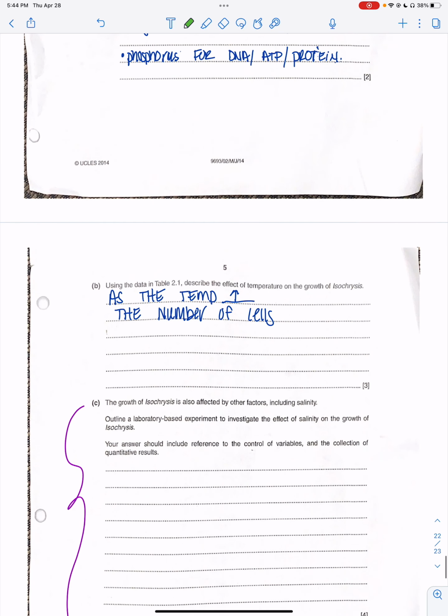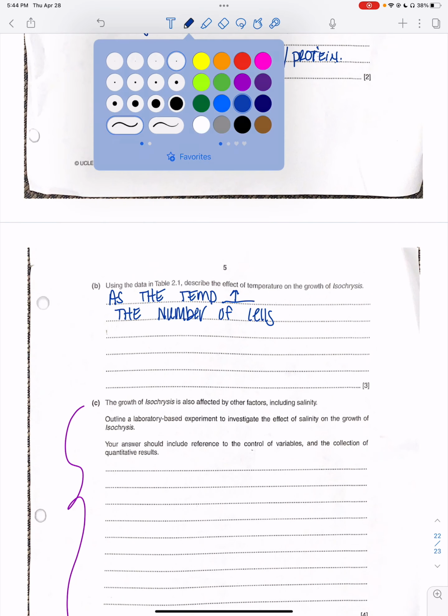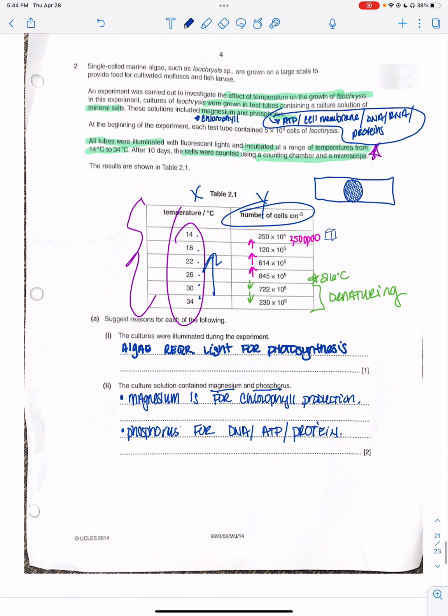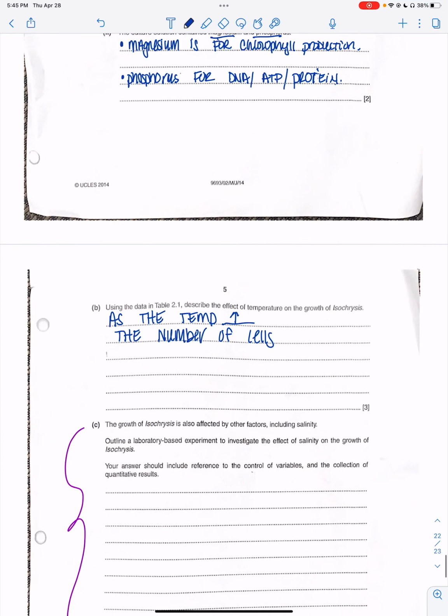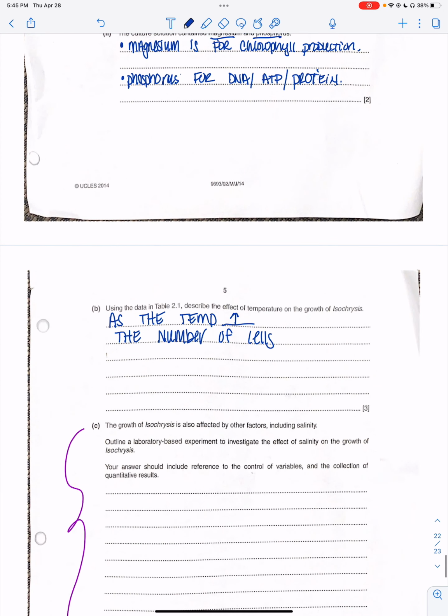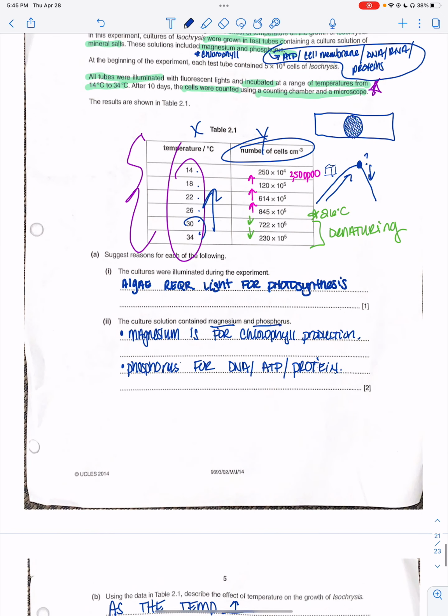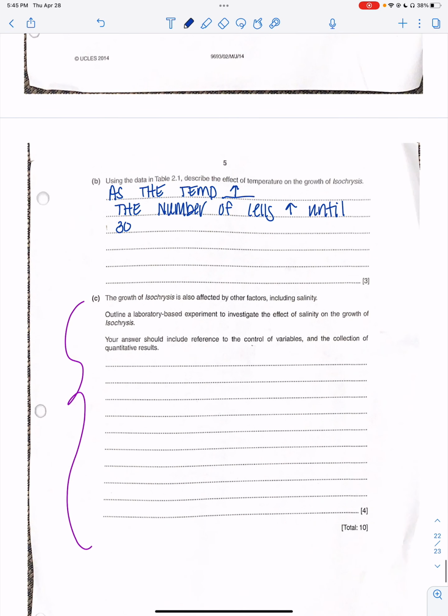So the number of cells, and we're just going to write exactly what we witnessed. So they start to increase, right? So it goes up and then it comes down. So we want to talk about this increase. And then what happened here? Number of cells increase until, is it 30? Yep, 30 degrees Celsius.